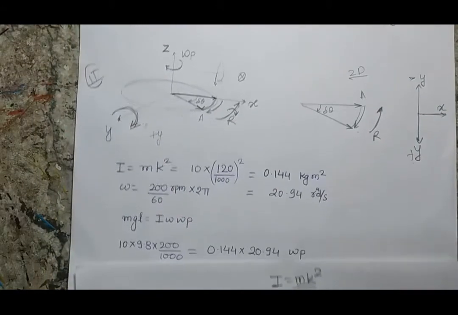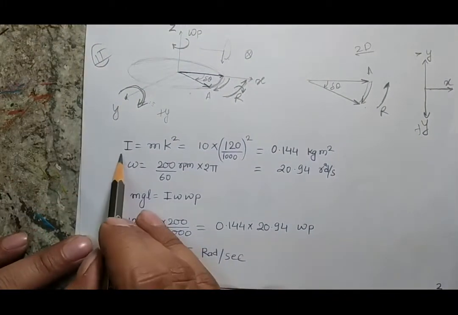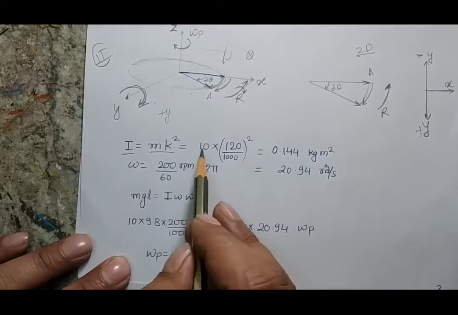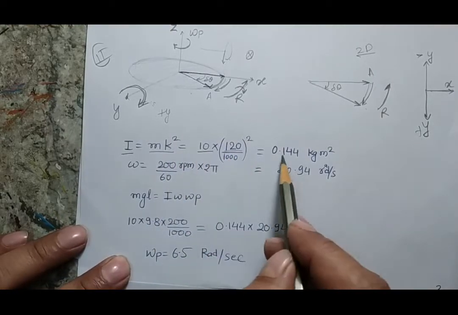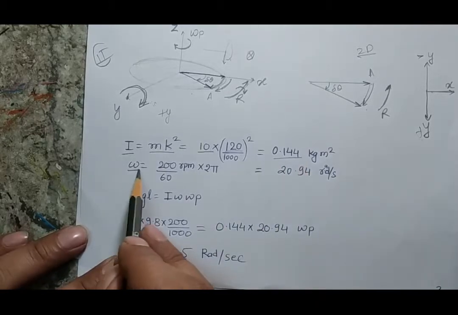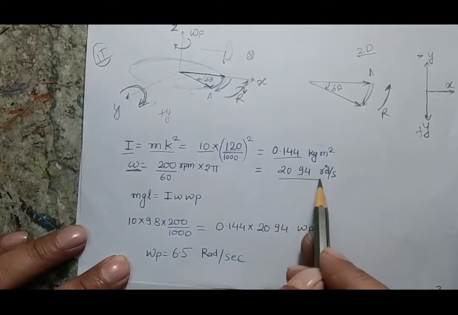Now if I want to calculate the exact value, I can calculate I using the formula mk squared. My mass is 10 kilogram and this radius of gyration is 120. So this is my mass moment of inertia. My angular velocity is given in rpm, so I can convert it into radian per second.